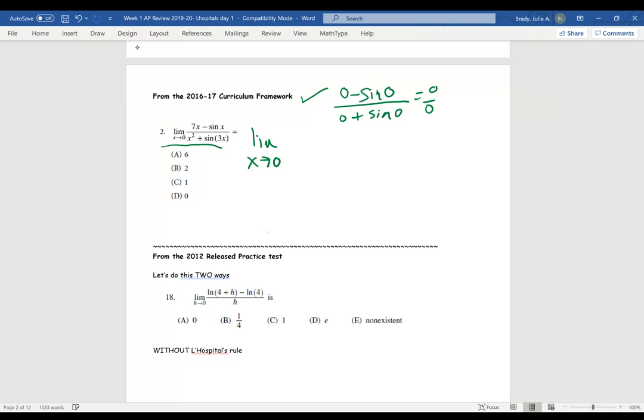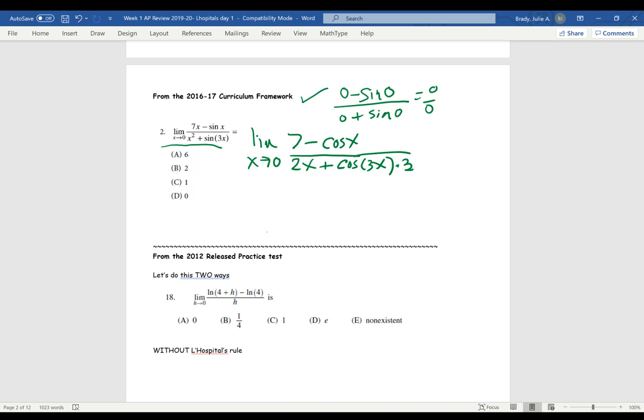We're going to take the derivatives. Okay, so the derivative of the numerator is 7 minus cosine of x over 2x plus cosine of 3x. And you guys rocked baby chain rule, so don't forget, times 3. And then you do it again.